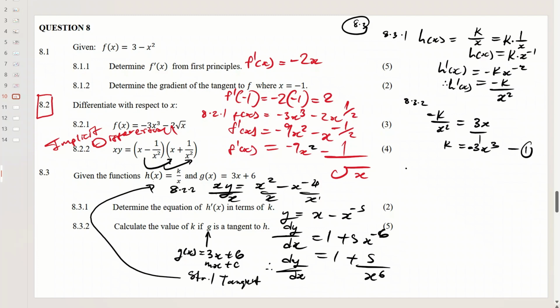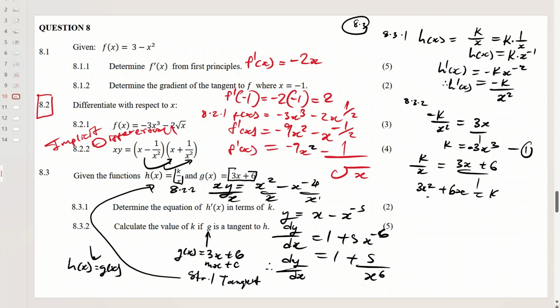How do we find equation 2? We know that where they intersect, h and g are the same. The y value of h and the y value of g are the same. The y value is just that part, and the y value here is just that part. So it means k all over x is the same as 3x plus 6. And then cross multiplication gives you 3x squared plus 6x equals k.